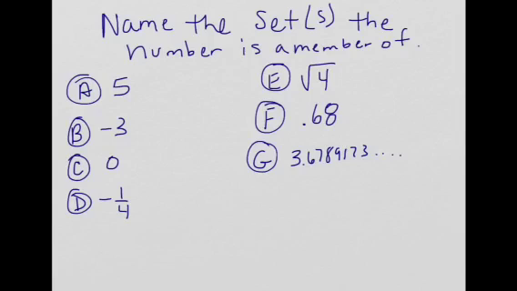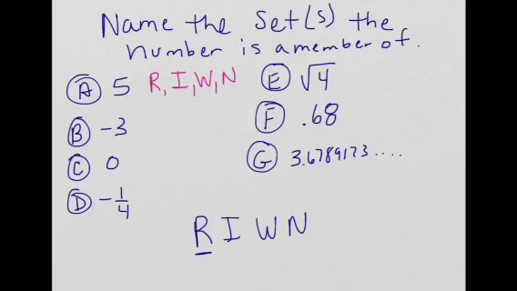Now, this is where "reindeer in winter nap" comes in. If we use that order, it's going to be much easier to determine what sets the numbers are in. We're going to look at number 5. First, we have to determine whether the number is irrational or rational. So we're going to say that it's rational. If it's rational, we're going to need to check to see if it's an integer. So it's rational, and yes, it's an integer. And because it's positive, it's a whole number. And it is a natural number.